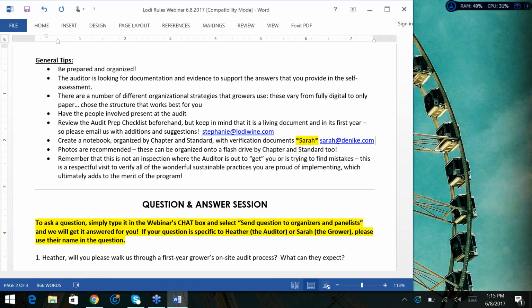So do not hesitate to use pictures, and also remember that this inspection is not one where we are out to get you or to find mistakes. I try to introduce myself as your friendly neighborhood Lodi Rules auditor. I'm not the IRS, I'm not the state, I'm not the county, I'm here to help you. That's not just my motto, it's the way that I conduct my business. It is a respectful visit to verify that all of the wonderful sustainable practices that you are doing are being implemented, but it's also ultimately to add to the merit of the program, which across the board, ladies and gentlemen, you do very, very well.